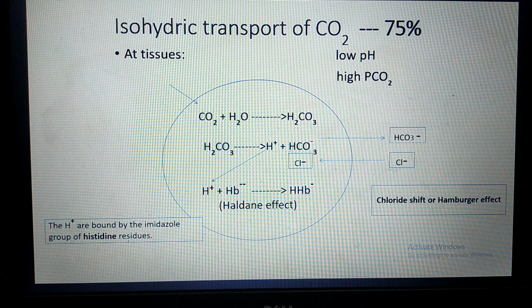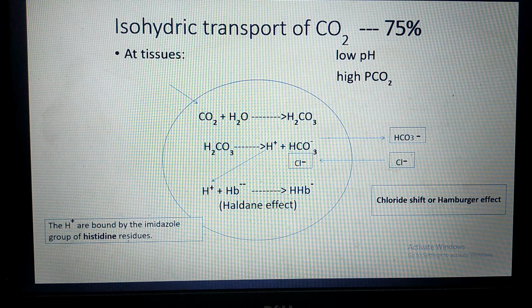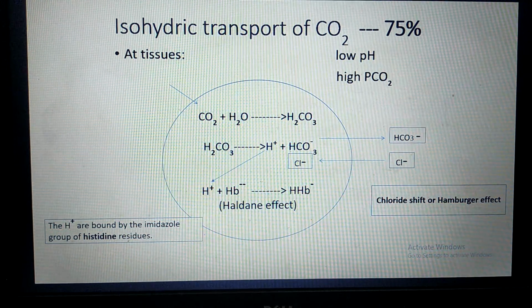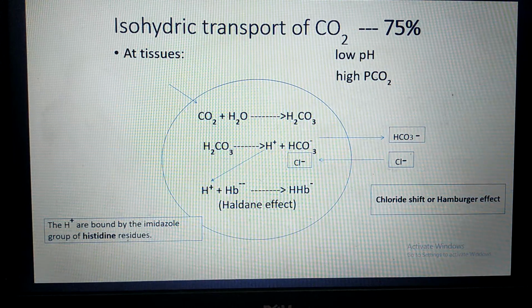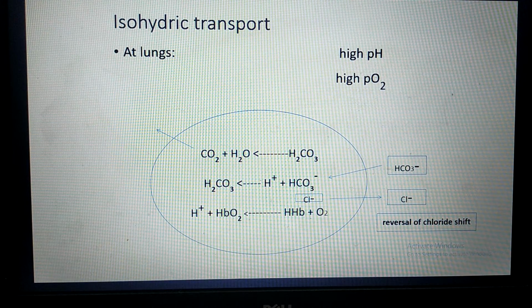Now coming to the Haldane effect, I have told you H plus ions are taken up by deoxyhemoglobin. In this deoxyhemoglobin, H plus ions are neutralized by the imidazole group of histidine, which is present in the globin chain of hemoglobin. So this reaction occurs at tissues. Now when these RBCs go to the lungs, where the conditions are different, here the pH is high, and the partial pressure of oxygen is also high.